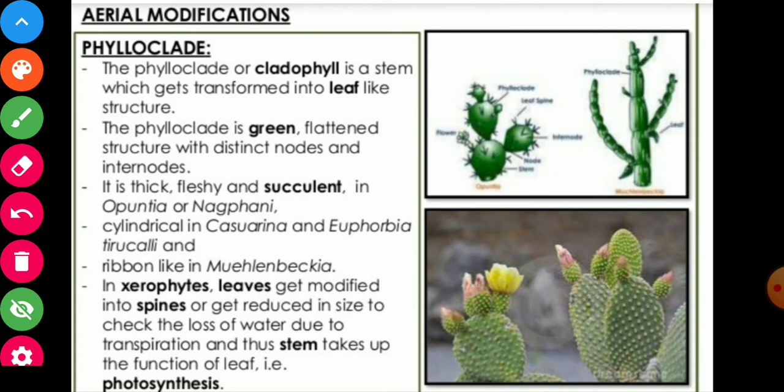Phylloclade, this is a special structure. Phylloclade is a stem which gets transformed into a leaf-like structure. They are green in color, have nodes and internodes, and they are succulent and fleshy, like in Opuntia. They are used as the organ for photosynthesis, as the leaves are modified into spines, because these are xerophytic plants which grow in xeric conditions where water is not available easily.